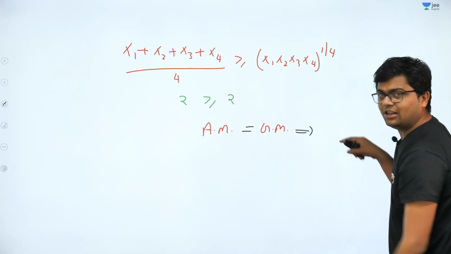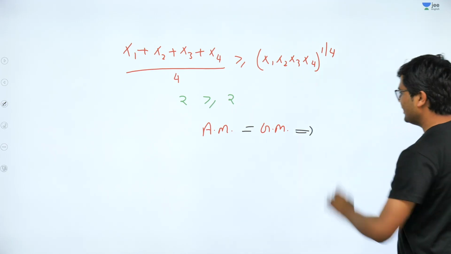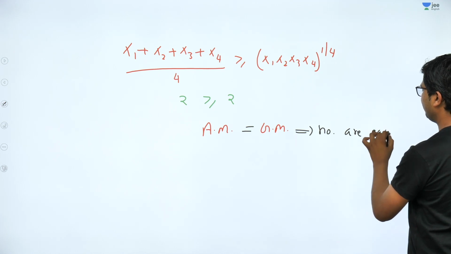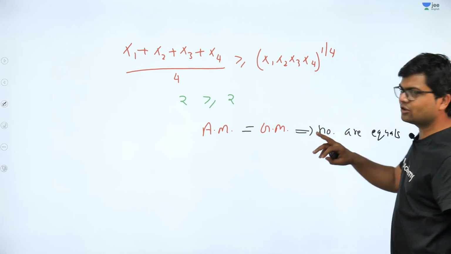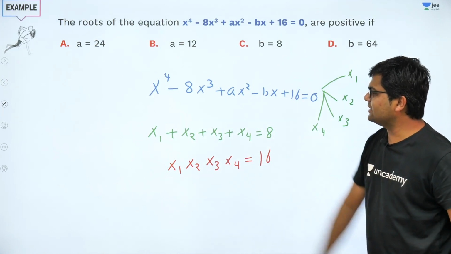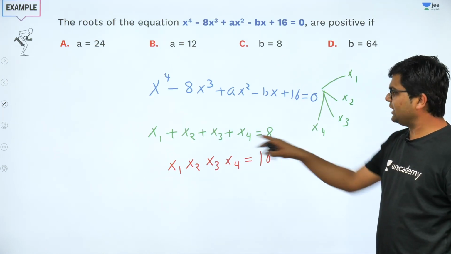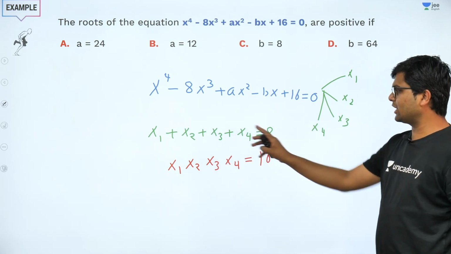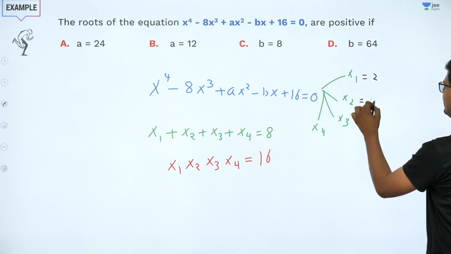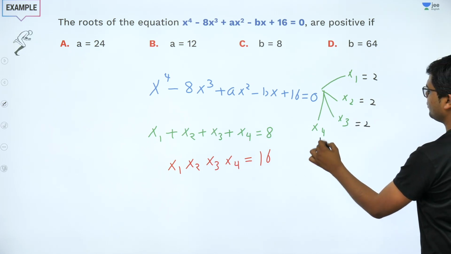And it implies that the numbers are equal. Therefore x1 is equal to x2 is equal to x3 is equal to x4. So from here I can easily say that the value of each root is equal to 2, because 4 times x1 will come out to be 8. Therefore each root will come out to be 2.